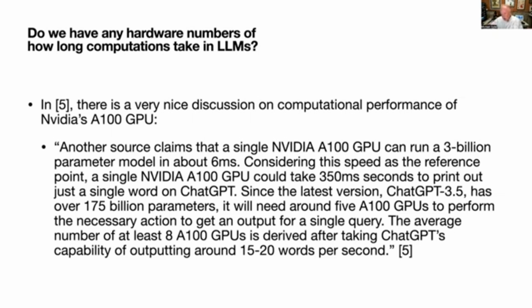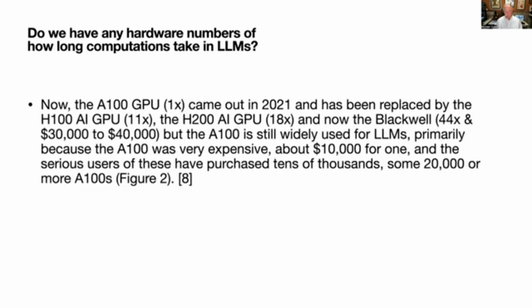Since the latest version, ChatGPT 3.5, has over 175 billion parameters, it will need around 5 A100 GPUs to perform the necessary action to get an output for a single query. The average number of at least 8 A100 GPUs is derived from ChatGPT's capability of outputting around 15 to 20 words per second. So it's not super fast.